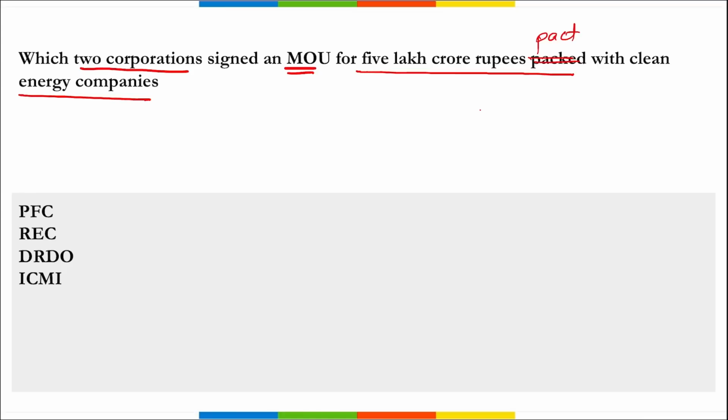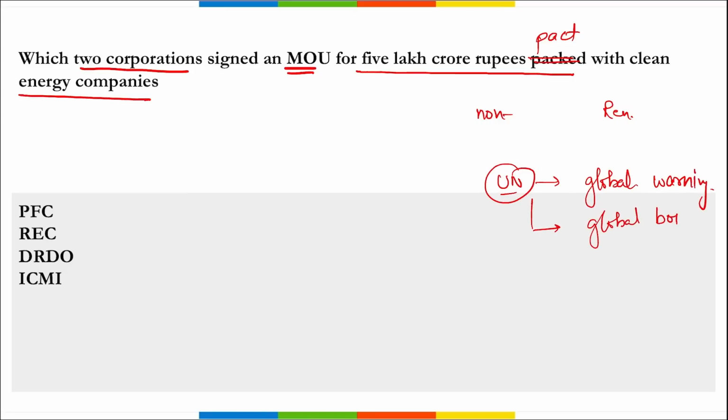As the name suggests, it was with clean energy companies, right? So basically we can say that we are generally talking about shifting from non-renewable sources of energy to renewable sources of energy, correct? Even recently the United Nations used to call it global warming, right? But now in their latest report they called it global boiling, because this year the month of July was the hottest month ever recorded in history, correct? And that is the reason UN has started calling it global boiling, correct?